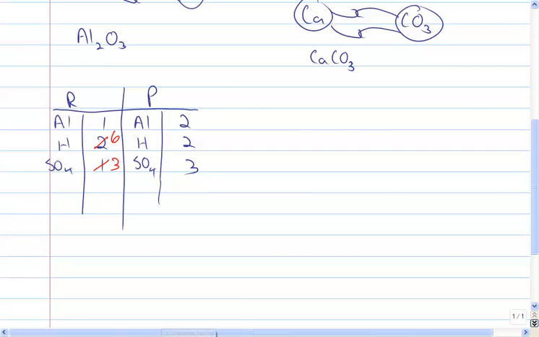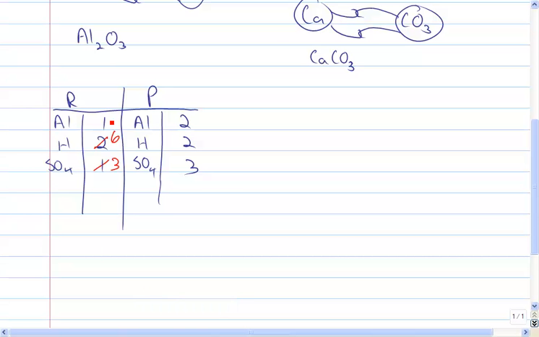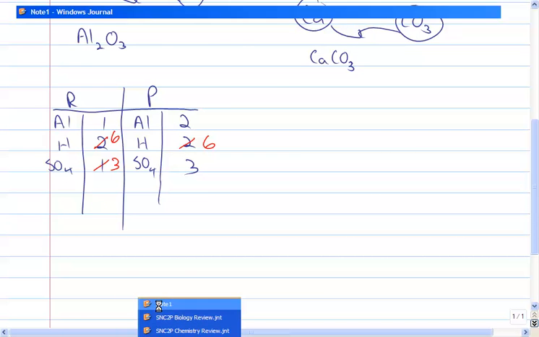Let's go back to this here. So I've got 6 over here, I've got 2 over here. What if I multiply this by 3? Then I've got 6 hydrogens over here. I go back to here and say, okay, cool. I've multiplied that by 3, so now I've got 6. So that's balanced. The sulfates are balanced. The only thing that's not balanced now is the aluminums.